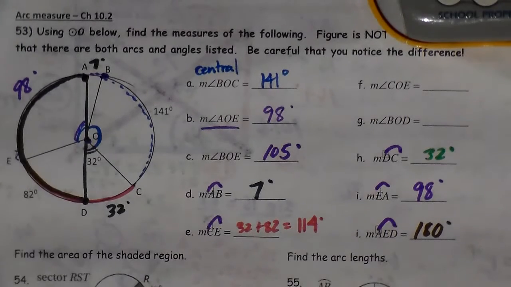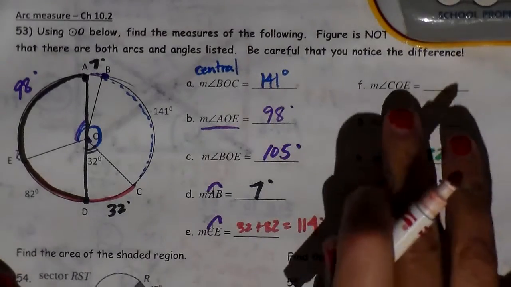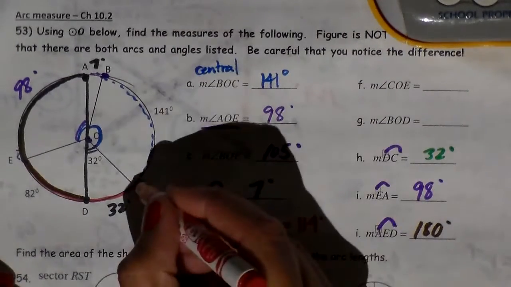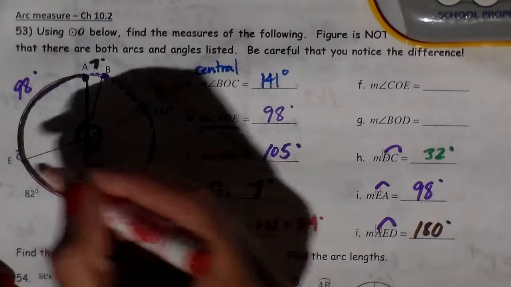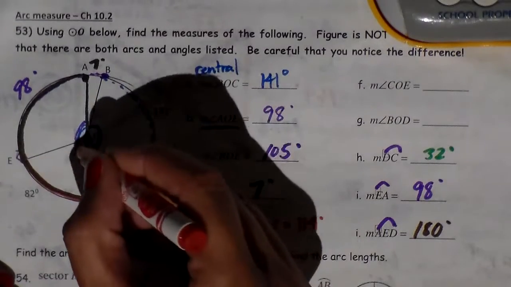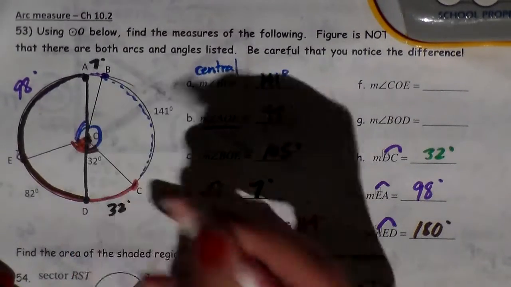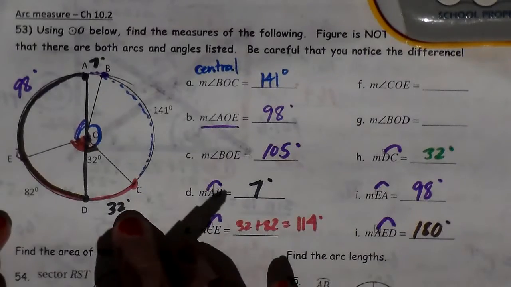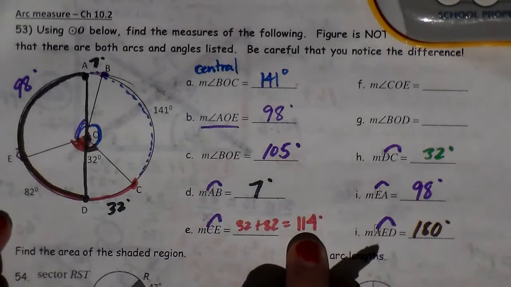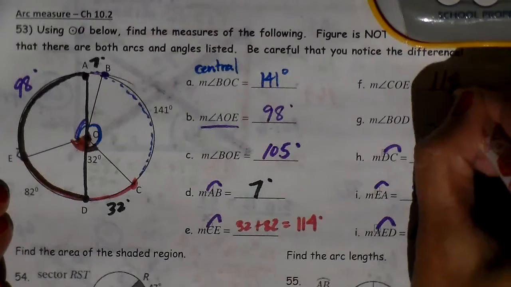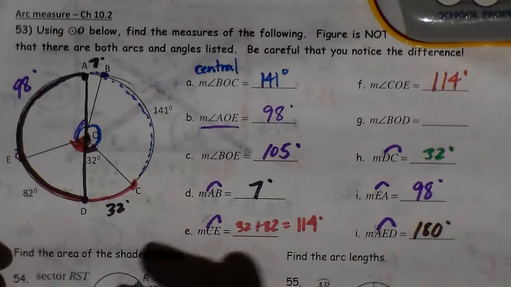So let's check out these other angles now too. COE. So I'm going to start at C, go to O, and go to E. So COE is this angle right here that opens up to CE. And we've already established that CE is 114. And again, the reason these arcs are the same is because they're central angles.